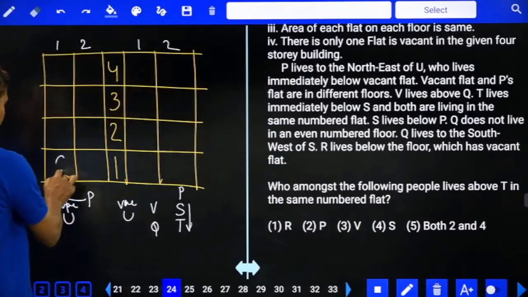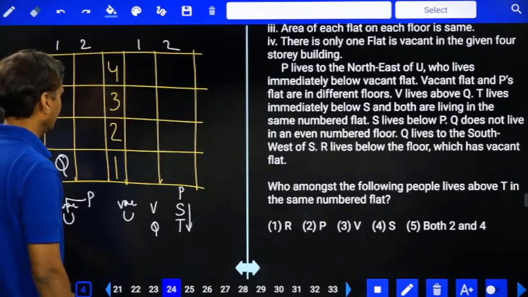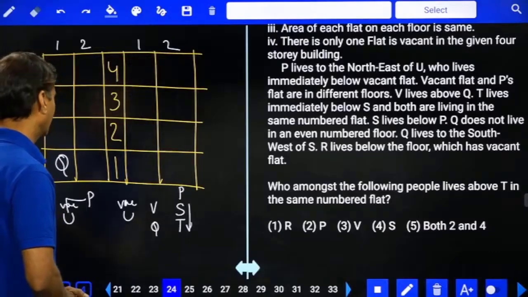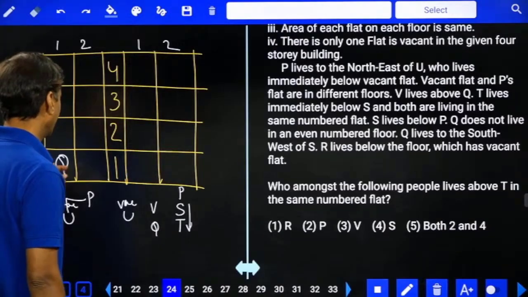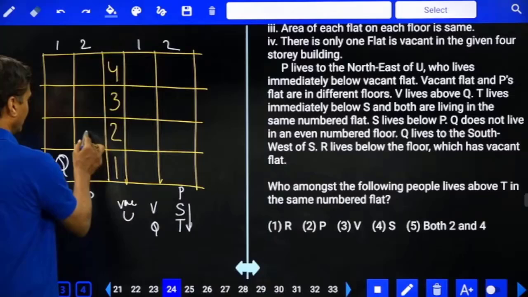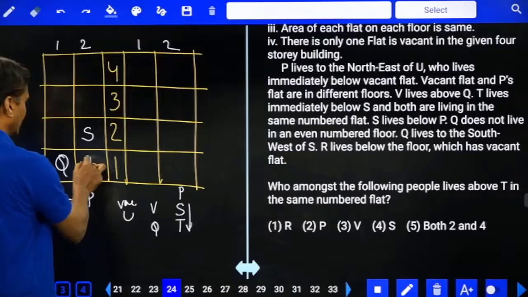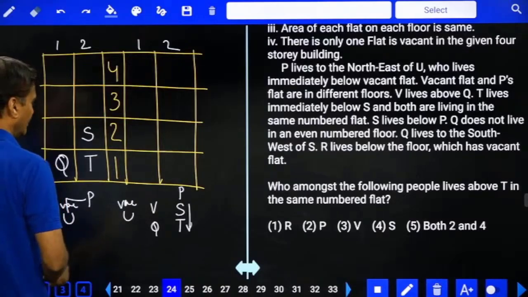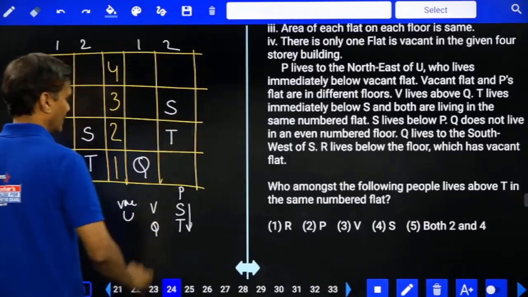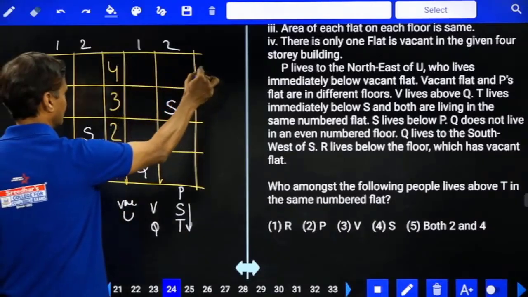Then where should this Q be? Q is here. And Q is to the southwest of S. S can be here or anywhere. And R lives below the floor which is a vacant floor. R is below the vacant floor as well. As Q is here, then can you take P at this place? P, yes. Now if you have S at this place, then S and T are in the same flat. We can have T at this place, S and T. Or if you have Q at this place, now S and T will be like this. Clear? S and T. Now S and T, then P must be somewhere here. Now P must be on the top floor.